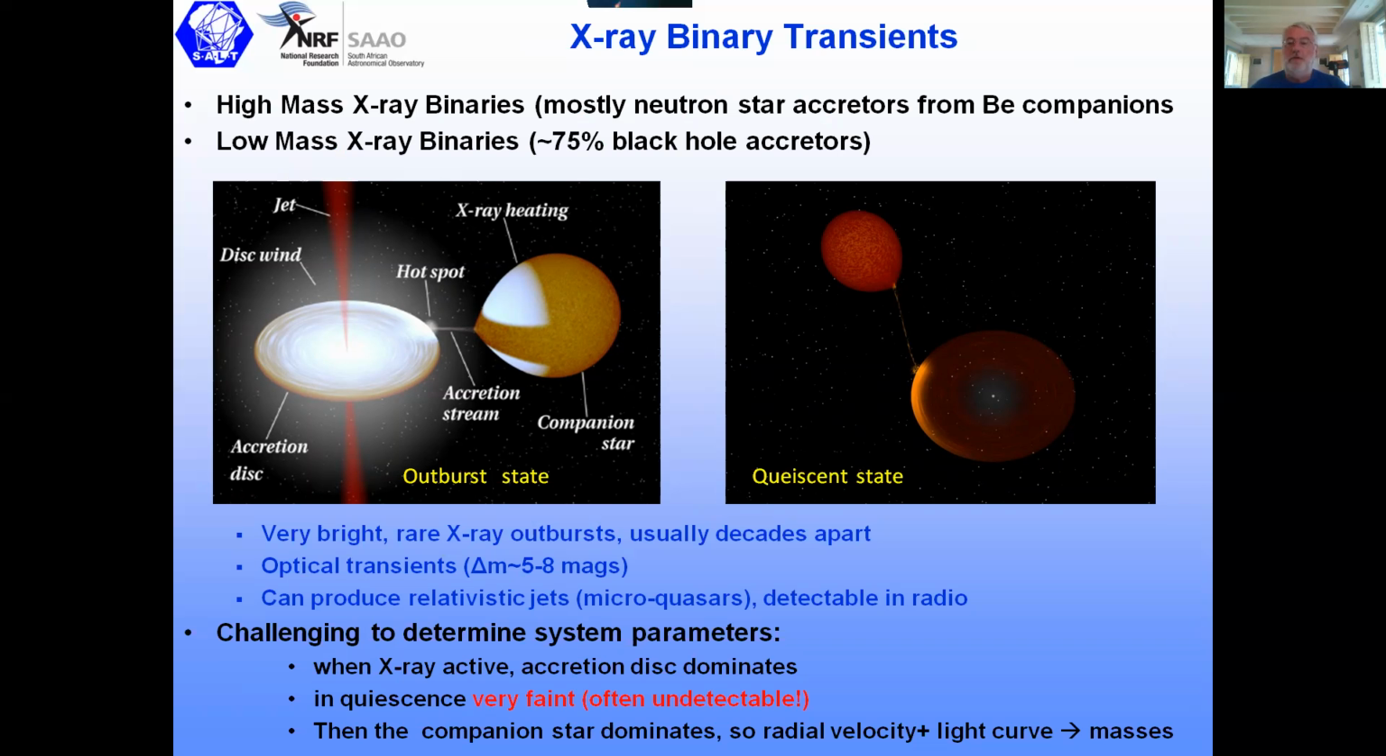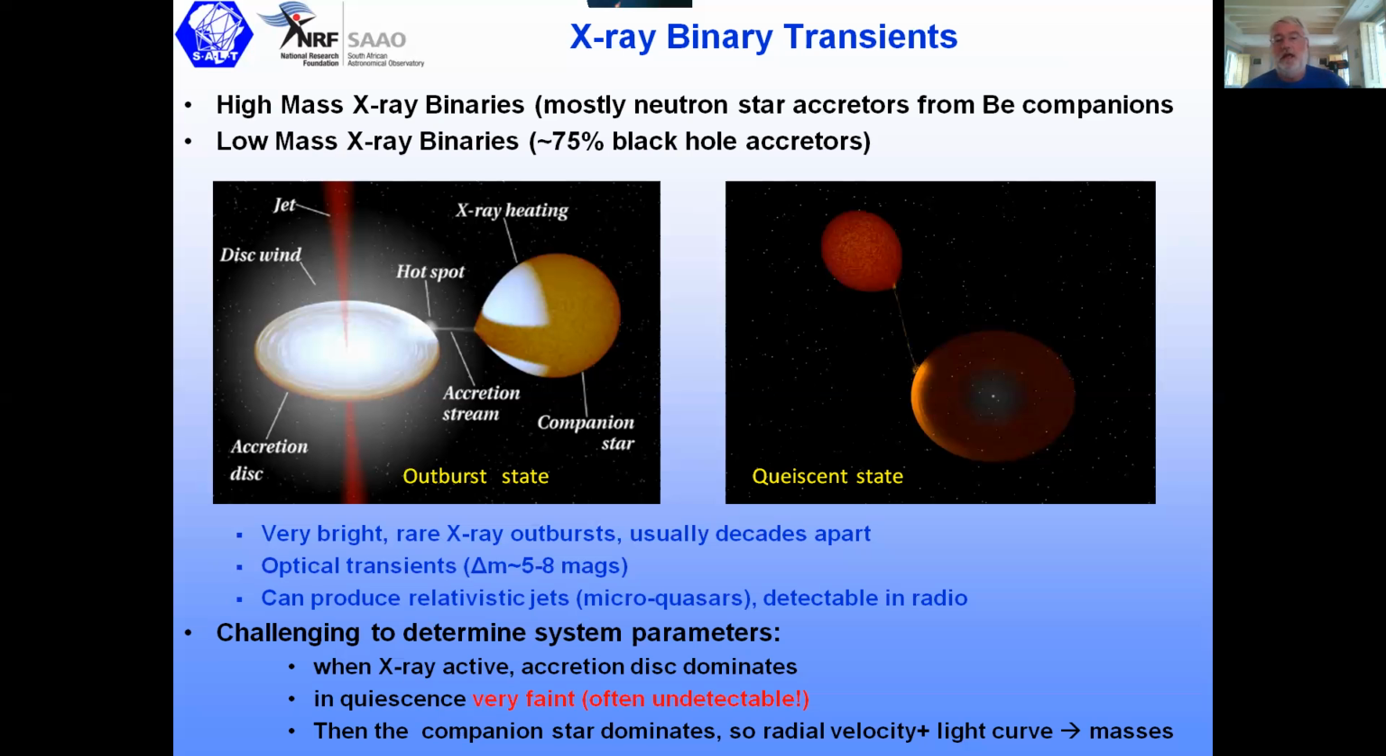So the little diagram on the left shows a cartoon idea of what the system might look like, showing all the various contributors to the emission in the system in the outburst state. And you can see there that the predominant bright area is the accretion disk surrounding the compact object, black hole or neutron star. In the quiescent state, however, the accretion disk becomes very faint because the mass transfer is diminished significantly. And you see mostly emission from the secondary star and perhaps a little bit of emission from the outer part of the accretion disk.